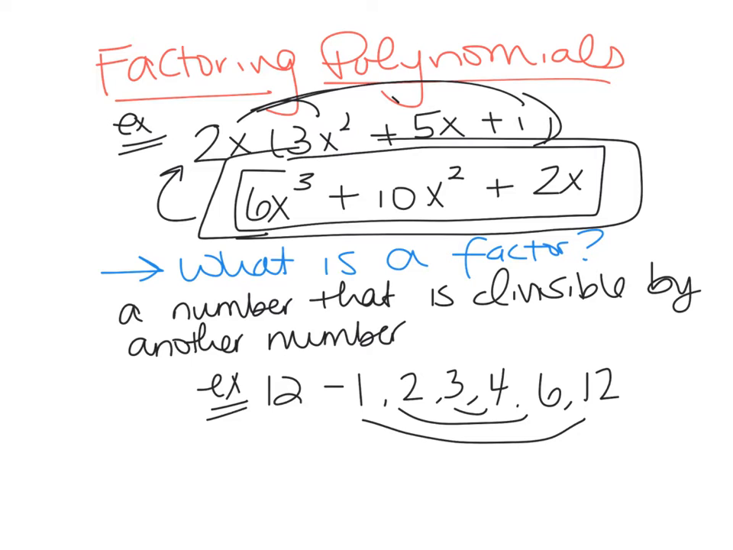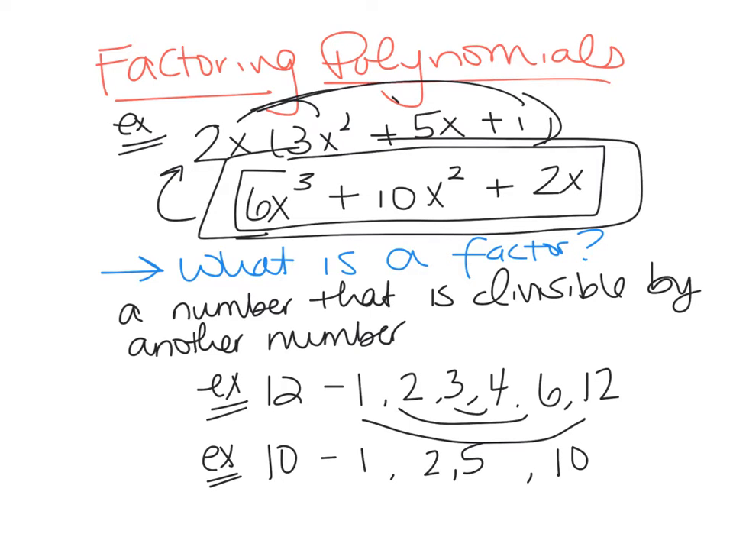So now, let's try another one. How about 10? You list all the factors of 10. What are all the different factors of 10? Well, 1 and 10, obviously, and 2 and 5. Those are all factors of 10. So now we know what a factor is.